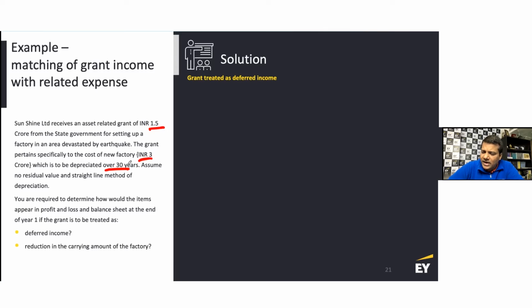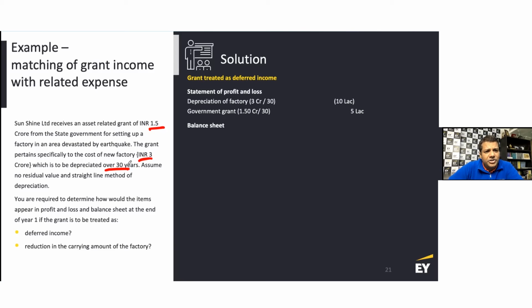If the grant is treated as deferred income, then I'm going to capitalize my plant at 3 crores and record a deferred income of 1.5 crores, and I'm going to depreciate the asset and record the deferred income as income. So depreciation of the factory, 3 crore by 30 years, is 10 lakhs. Government grant income, which is 1.5 crore over 30 years on a systematic basis, is another 5 lakhs. So net charge to P&L is 5 lakhs.